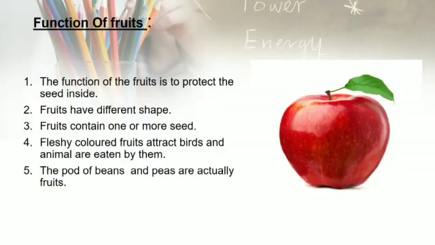Let's know the function of fruit. The function of fruit is to protect the seed inside. Fruits have different shapes. Fruits contain one or more seeds. Fleshy colored fruits attract birds and animals and are eaten by them. The pods of beans and peas are actually fruits.